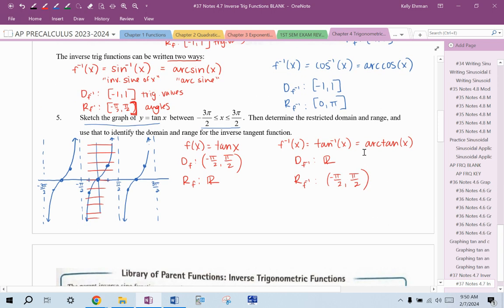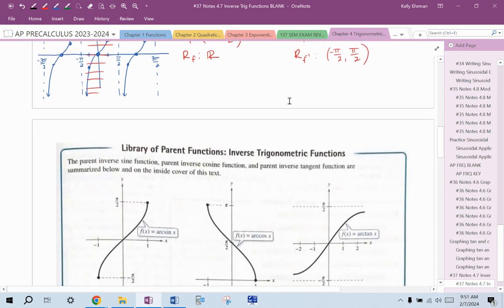So I've established domain and range and what the equations look like. So let's take a look at these three graphs, arcsine, arccosine, and arctangent. What do these graphs actually look like with these domains and ranges? So that's on the next page here.